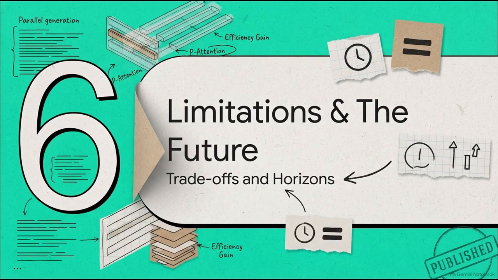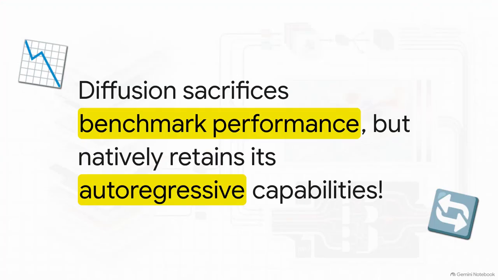Section 6. Limitations and the future. Let's bring this home. Now, to be academically honest here, we do have to look at the trade-offs. The conversion to text diffusion does sacrifice some absolute benchmark performance on advanced reasoning when compared to the baseline AR model. You are trading a bit of absolute accuracy for that massive 5x speedup.